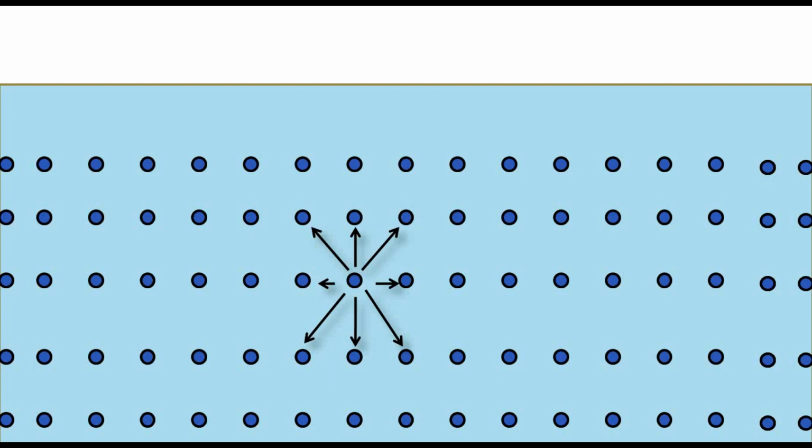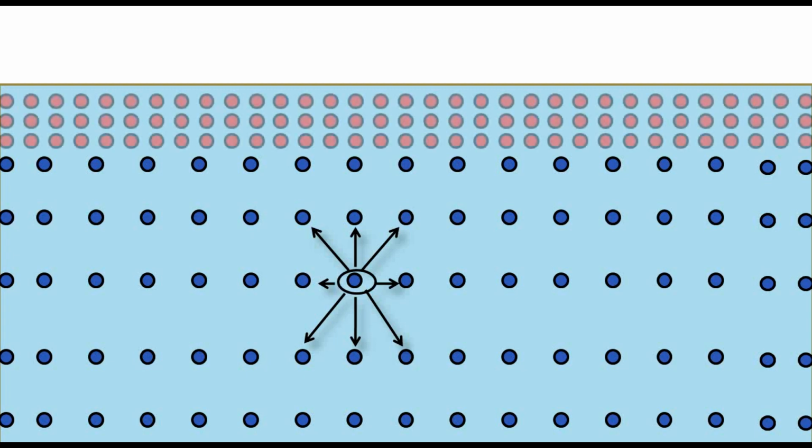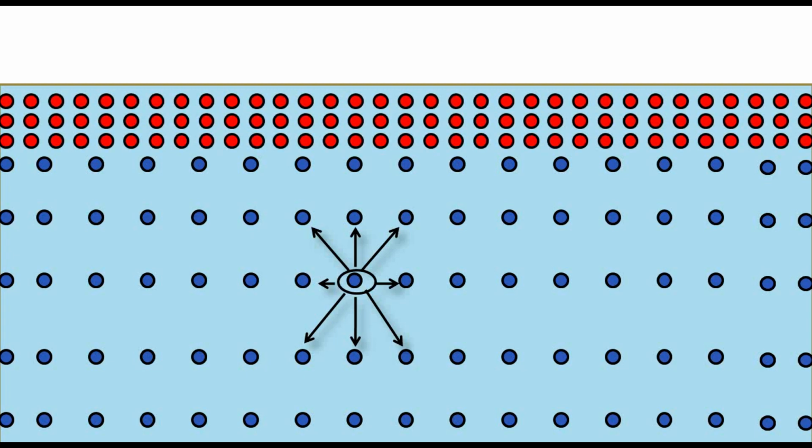But a molecule at the surface interacts with air molecules from above and water molecules from below. This asymmetric force distribution is responsible for creating tighter bonds on the surface and makes the surface like a stretched elastic membrane, which is responsible for surface tension.